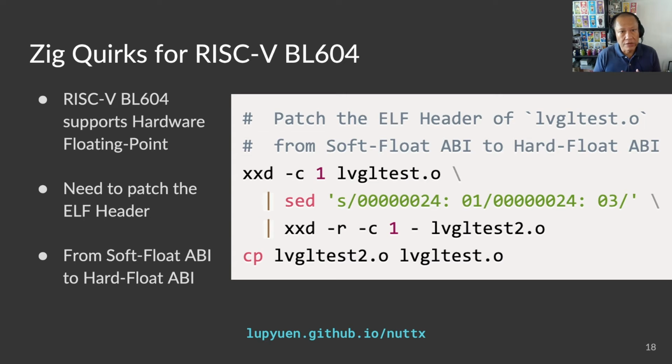Things get a little quirky for Zig on RISC-V BL602, since Zig hasn't officially reached version 1.0 yet. The binary produced by the Zig compiler says that it's using software floating point ABI, for application binary interface. But we told the Zig compiler to use hardware floating point. The binary produced by Zig won't link with NuttX because the rest of the binaries are hardware floating point. This is a terrible hack that modifies the ELF header from soft float to hard float. Our Zig binary will link successfully with NuttX after this hack.